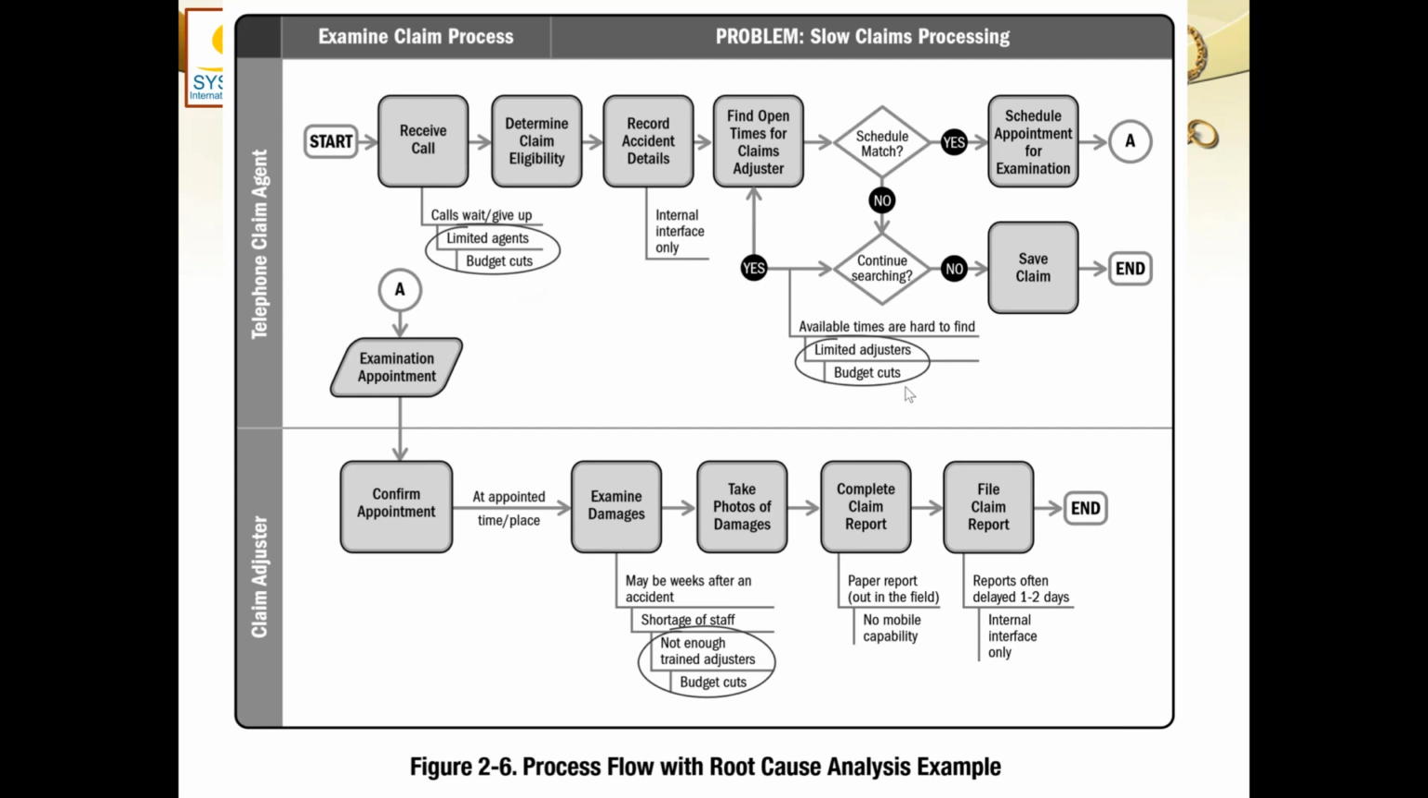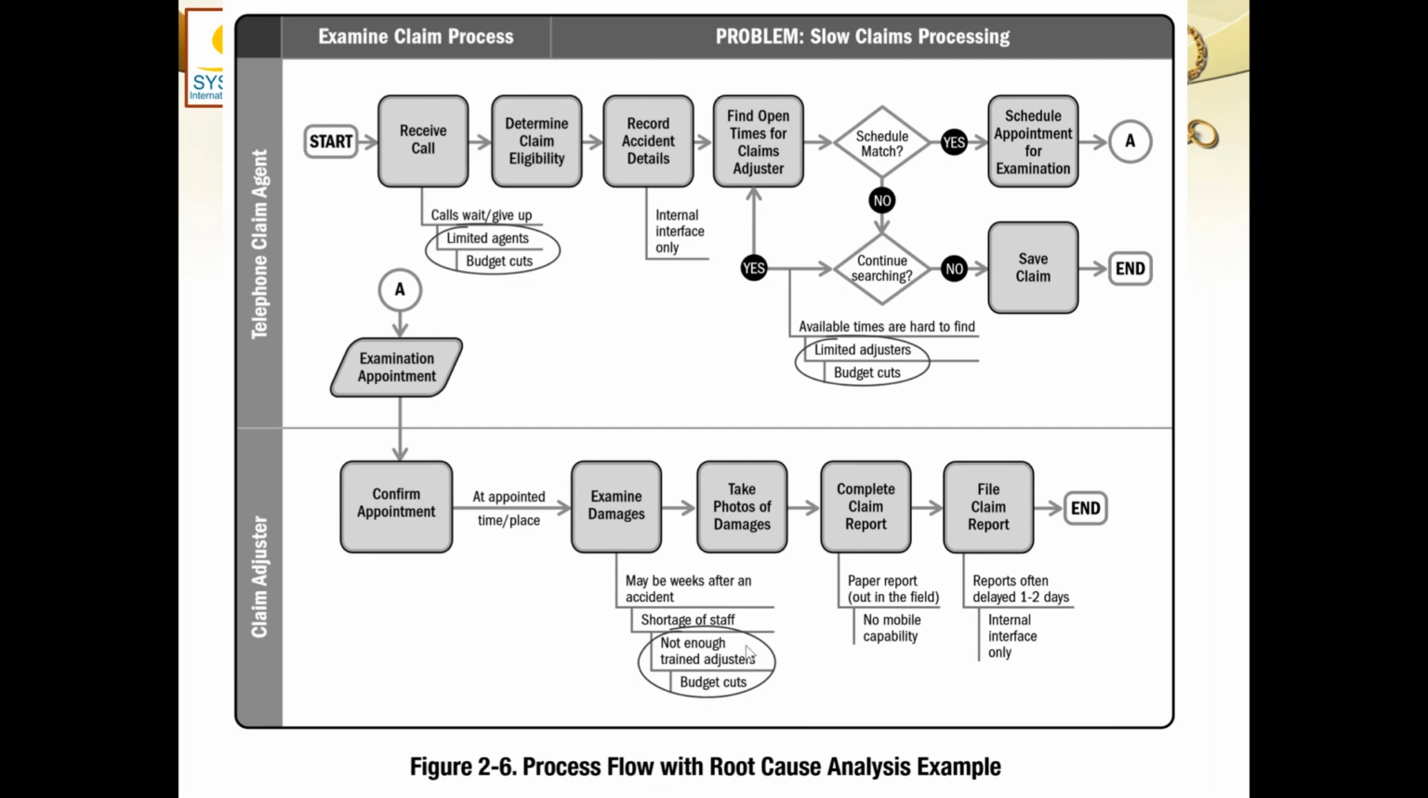Why the claim agents are not getting onto it? Due to budget cuts. And if we look at the claim adjuster, again, examine damages maybe weeks after an accident. Why? Shortage of staff. Why? Not enough trained adjusters. Why? Due to budget cuts. So you see, there could be many reasons, but the biggest reason we found repeatedly is budget cuts. So budget cut is a root cause.